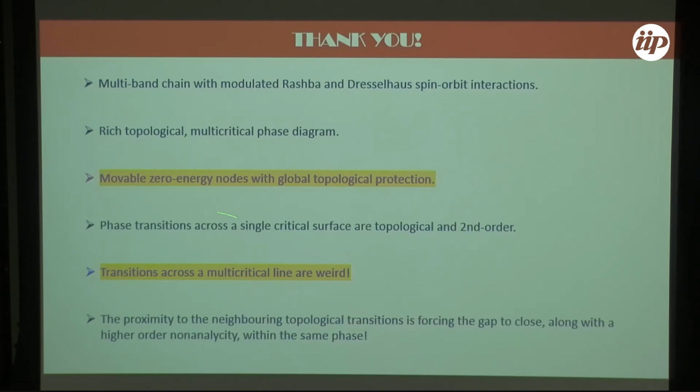And we have seen that the phase transitions across a single critical surface are of second-order type, as expected. However, transitions across a multicritical line are very weird because they connect regions of the same symmetry and topology. And we explain this by the argument of proximity, saying that the proximity to the neighboring topological transitions is forcing the gap to close, along with non-analyticity of the ground state energy, but this is happening within the same phase.